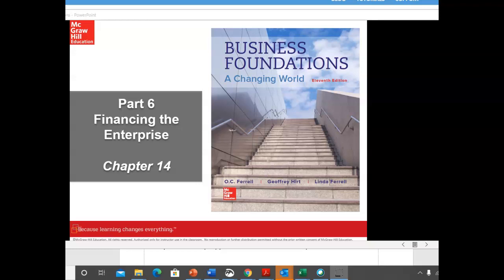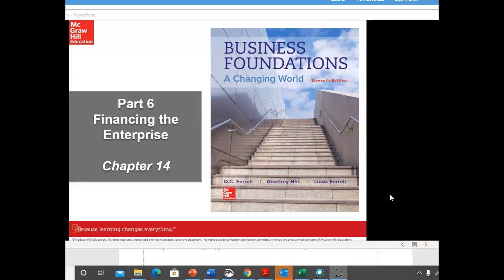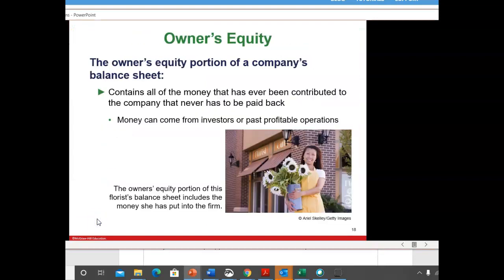We begin our discussion today about Business Foundations, A Changing World, Chapter 14, which is called Financing the Enterprise as far as the section is concerned, but it's called Accounting and Financial Statements. It's a pretty hefty chapter, but there's a lot of information here that's very important for a business to be able to have these foundational principles in operating.